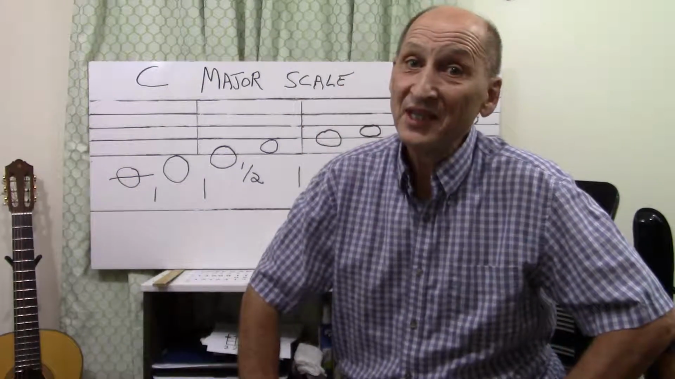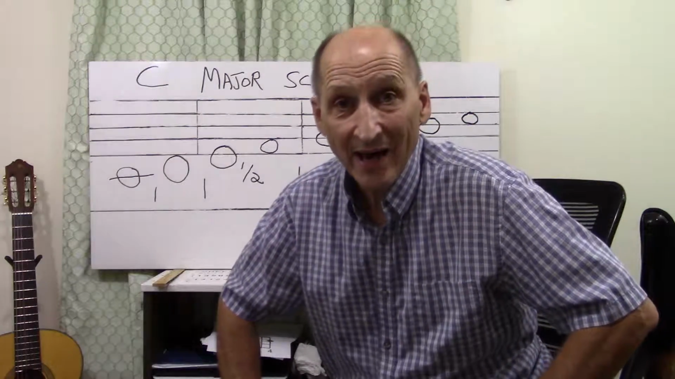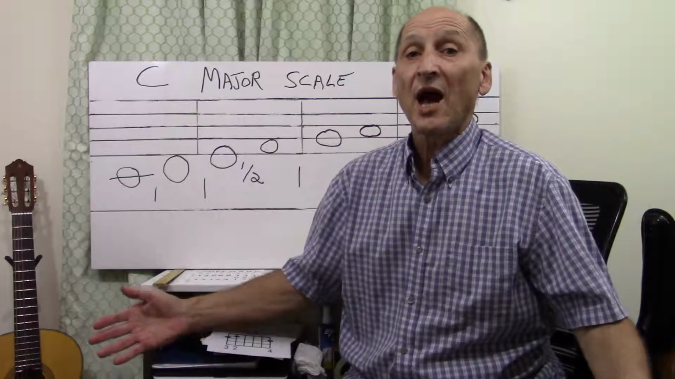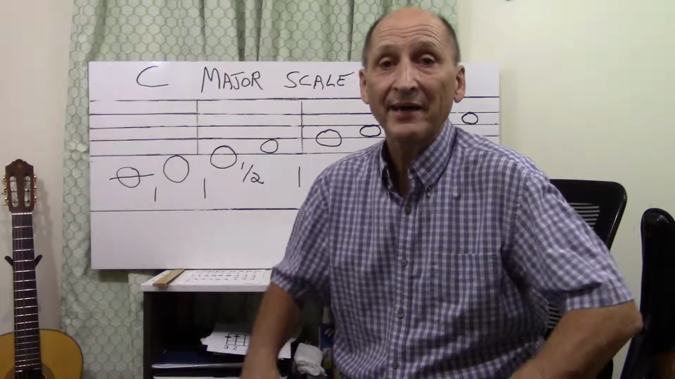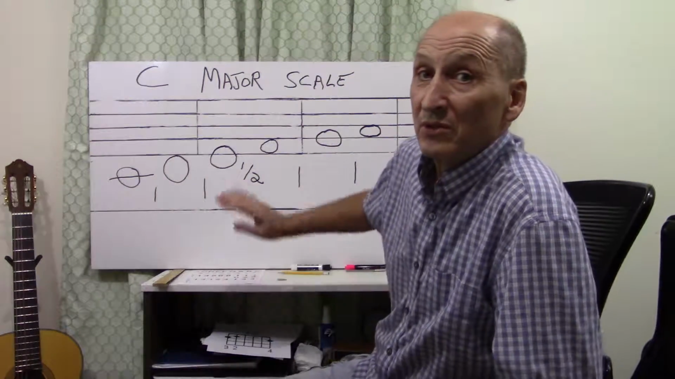Today, the C major scale. All right, how is the scale made up? The word scale itself comes from scala, a Greek word meaning ladder, steps. All right, let's go to the board.